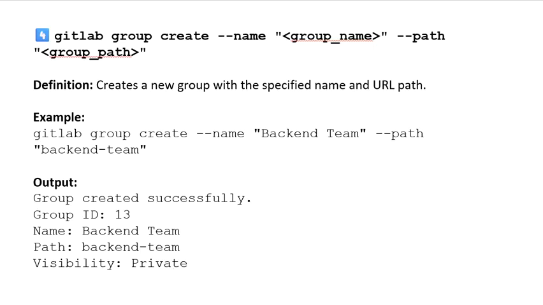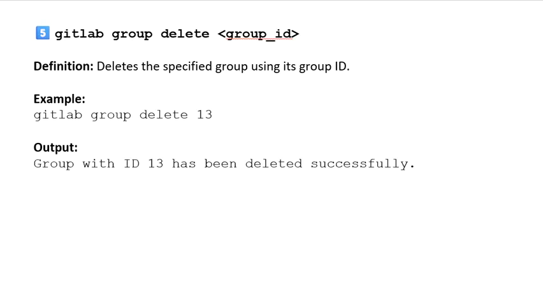And fifth is gitlab groups delete with the group ID. And the definition is: delete the specific group using its group ID. And the example is gitlab groups delete 13, where 13 is the group ID. So the output is: group with ID 13 has been deleted successfully.